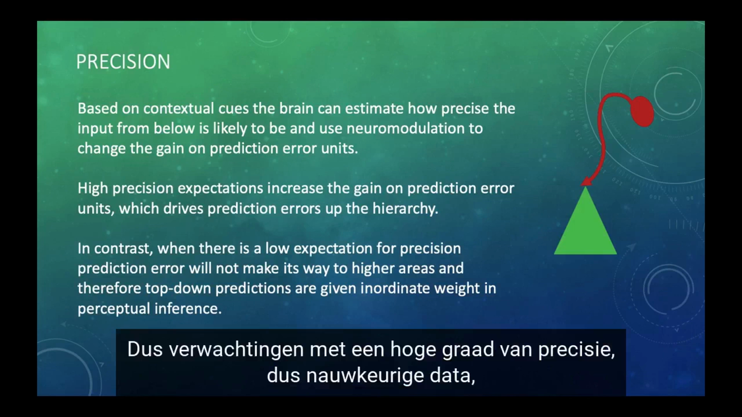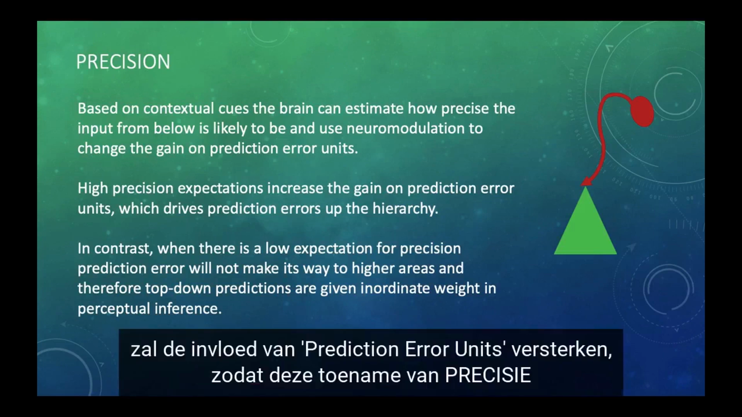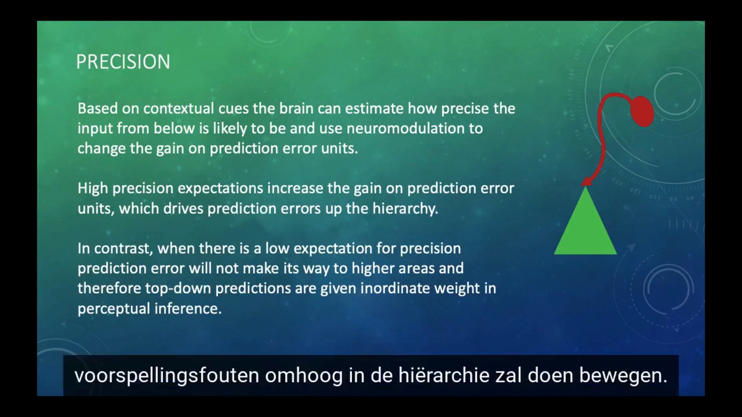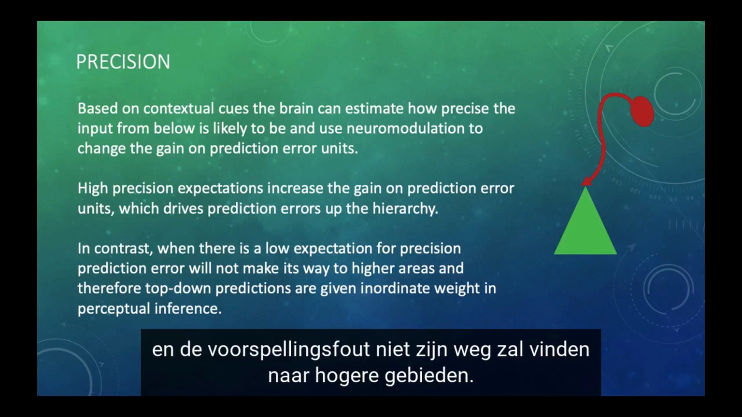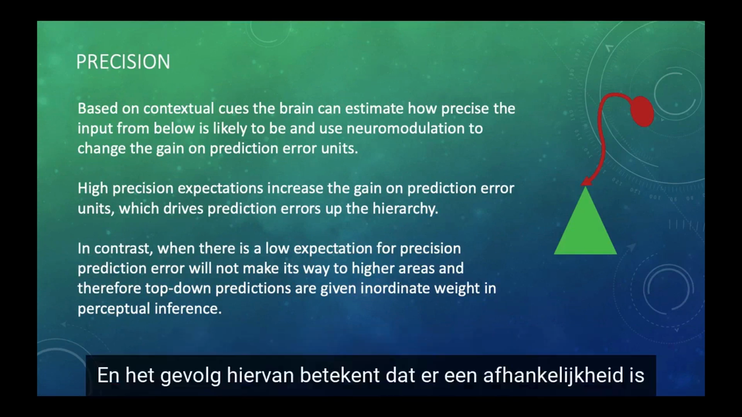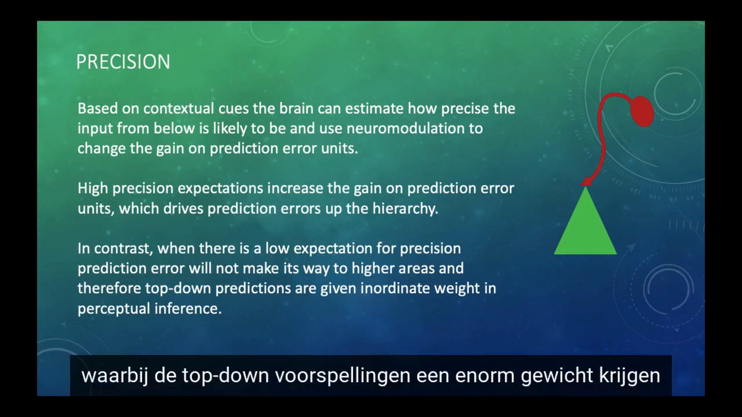High precision expectations, that there's going to be nice high precision data, will increase the gain on prediction error units. High gain on the prediction error units will drive prediction errors up the hierarchy. In contrast, when there's low expectation for precision, the prediction error will not make its way to higher areas. The consequence of this is that there's a reliance on the top-down predictions.